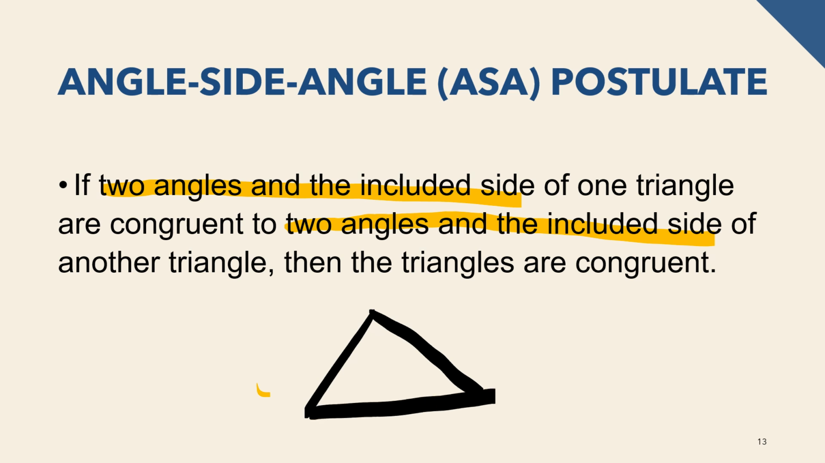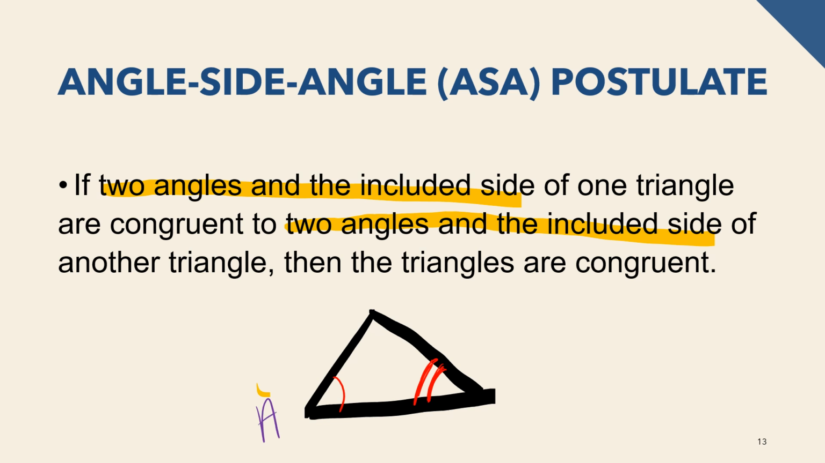Okay. Two angles, so go ahead and just mark two angles. Let's do one tick mark, two little swoopies. Oh, that ended up looking like one. Okay, there we go. So there I've got two angles marked. The included side is going to be the side that's in between those two angles.